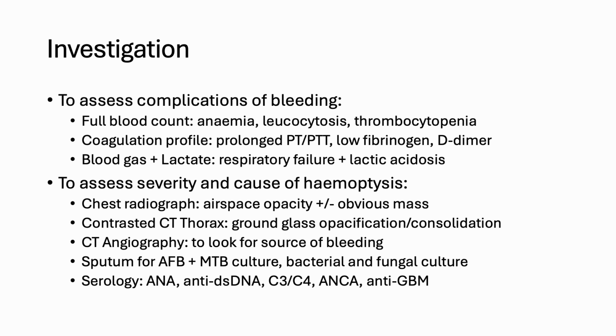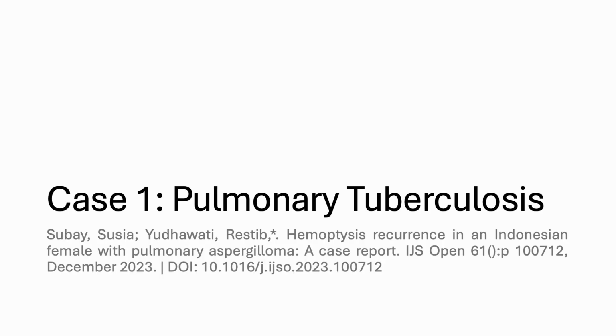Lastly, if you are worried about renal pulmonary syndrome, we should send autoimmune serology such as anti-nuclear antibody ANA, anti-dsDNA, C3, C4, ANCA, and anti-GBM. Next, I will proceed with 3 cases to demonstrate the overview of management for patients with haemoptysis.